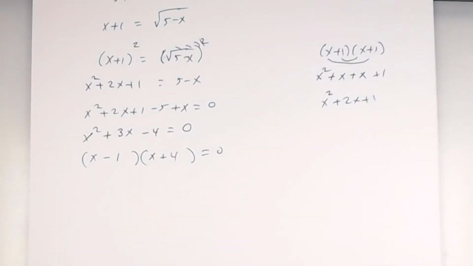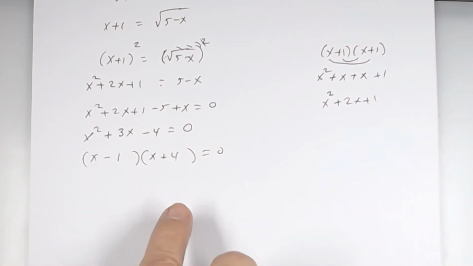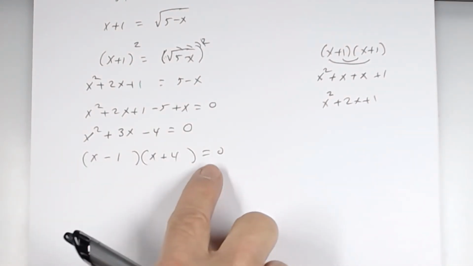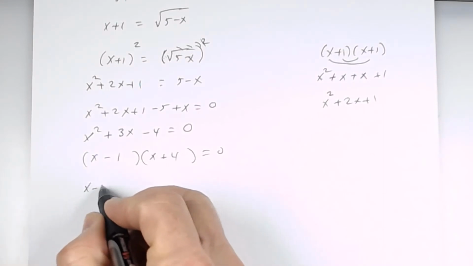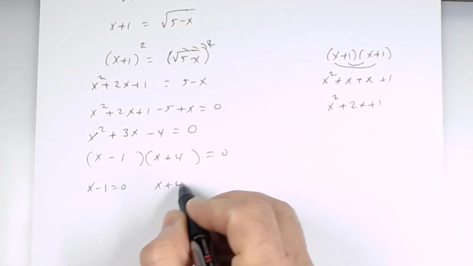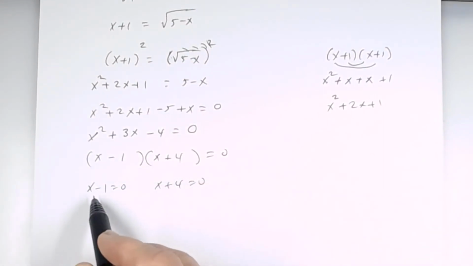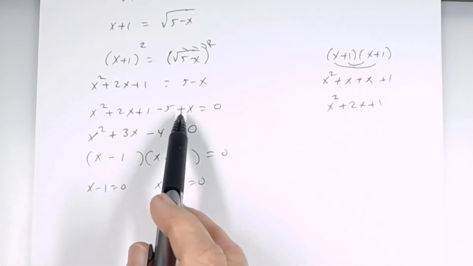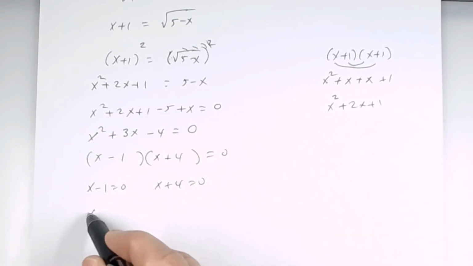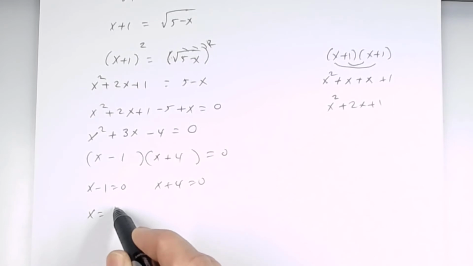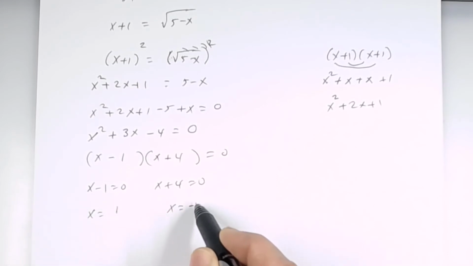All right, once you get to that point, what's the next step? Use zero factor property, say each one equal to 0, because one of them has to be 0. That's the only way you can get a product of 0. So x minus 1 equals 0, x plus 4 equals 0. So notice I went from this quadratic equation now to 2 linear. So what's x over here? 1. What's x over here? Negative 4.